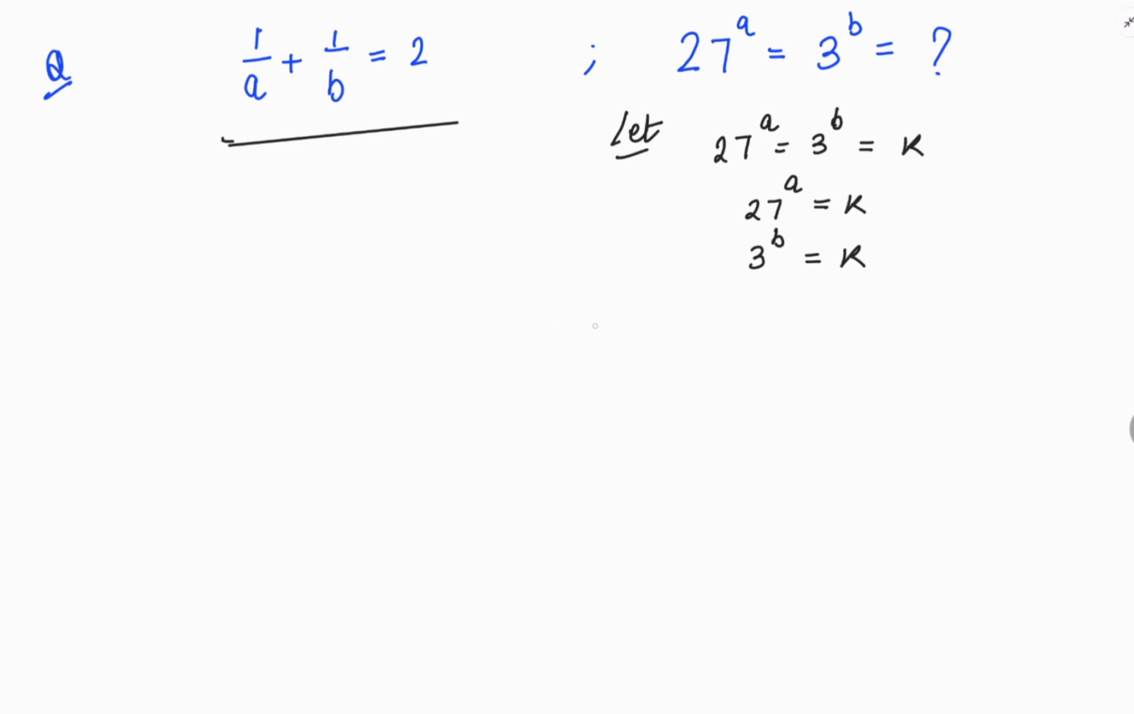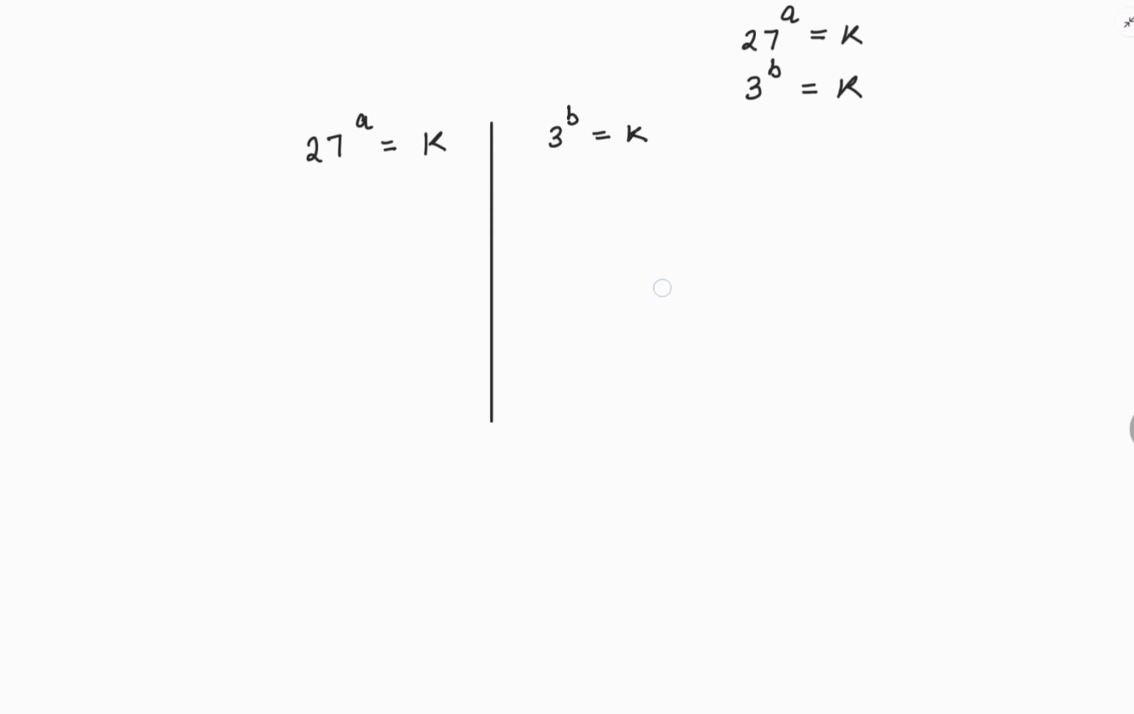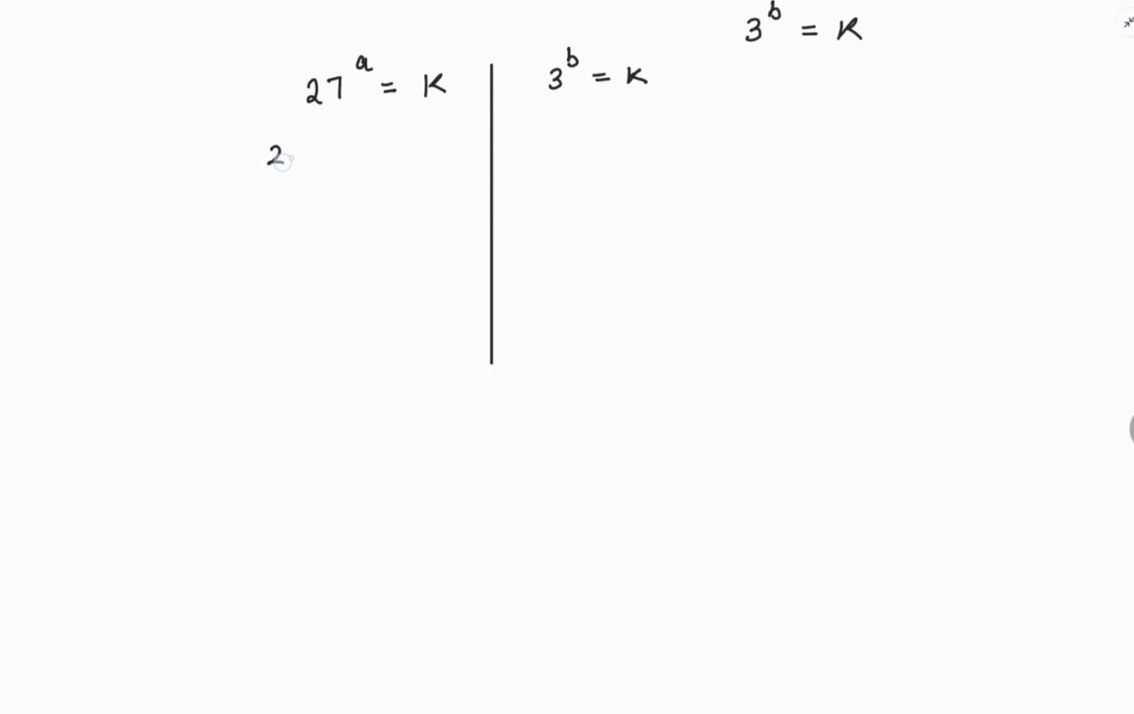Yes. How? If I write both equations here. 27 raised to power a is equal to k, and the second equation is 3 raised to power b is equal to k. Okay. In the first equation, I will take power 1 by a on both sides. So what will I write? I will write 27 raised to power a raised to power 1 by a and k raised to power 1 by a, right? Since we know that power to power gets multiplied, they will cancel out, because a times 1 by a will become 1. So we are left with 27 on the left hand side and the right hand side is k raised to power 1 by a.